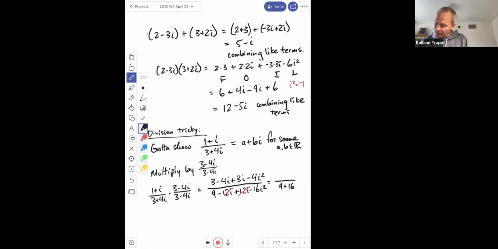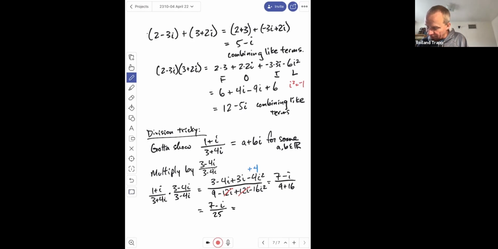In the numerator, this minus 4i squared is really going to be plus 4. Right? Because that's plus 4. So the 4 and the 3 give me 7. And then I get minus 4i plus 3i. So that just gives me minus i. Okay, so this gives me 7 minus i over 25.